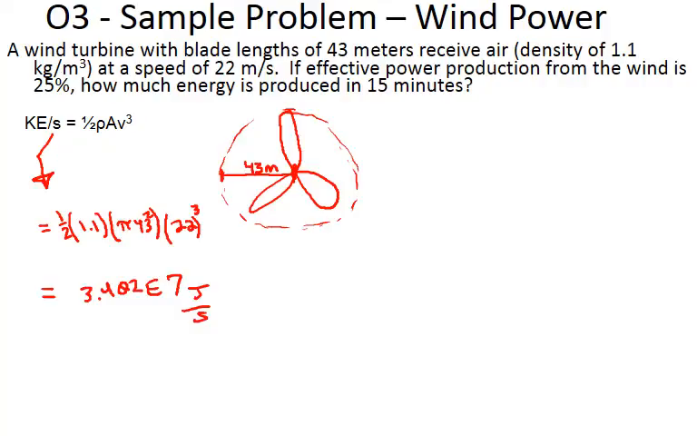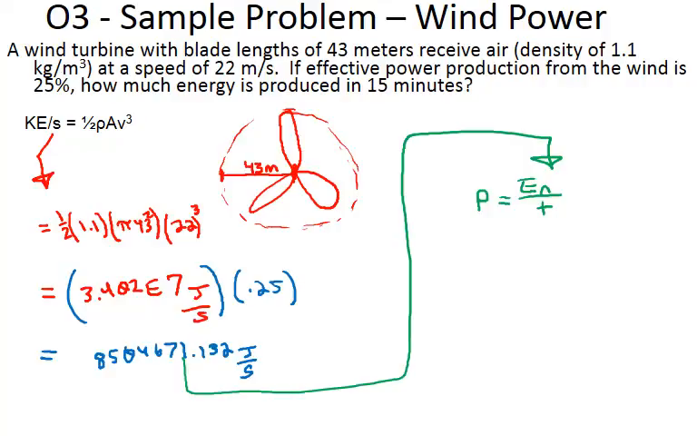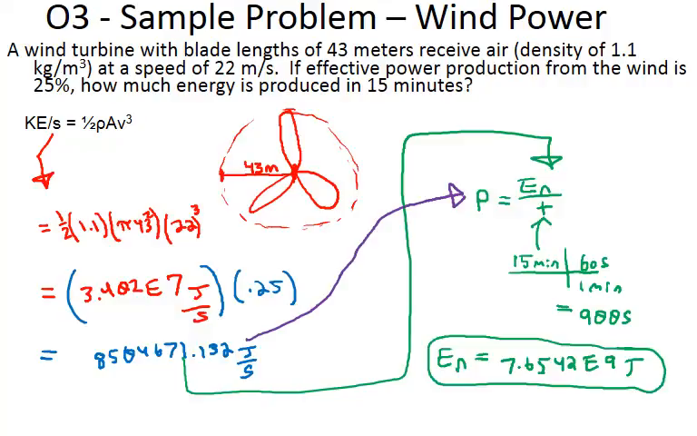Here is our value for if it was 100% efficient, and it's only 25% efficient. So this is how many joules per second we get. Therefore, if we have 900 seconds, we can get the total power, and well, get the total energy, 7.65 times 10 to the 9th joules.